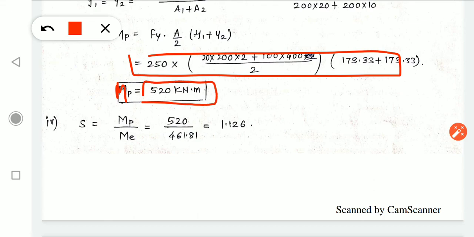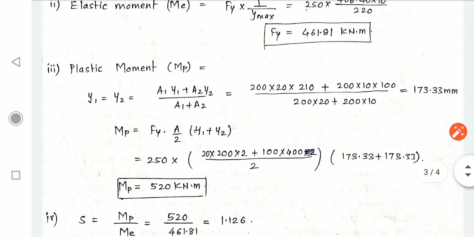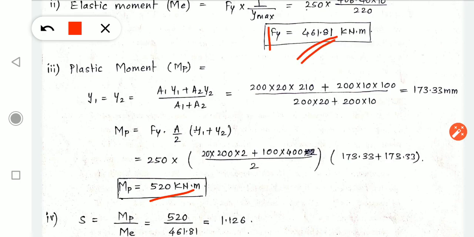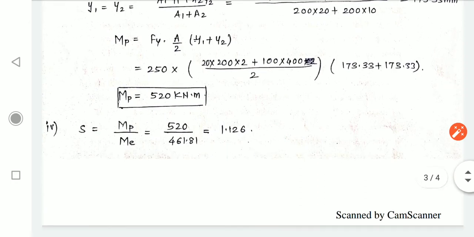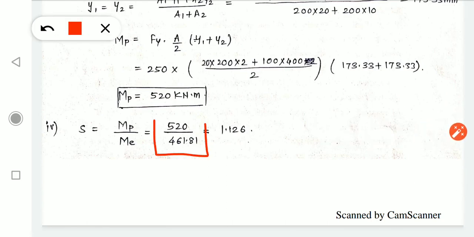MP will be 520 kilonewton meter. And that's why the shape factor is, if you put the value of MP as 520 and ME, which is 460, it is a mistake, ME is 461.81. Put these values into the shape factor formula and you will get the shape factor equals 1.126. Hope you understood all the conceptual part behind this calculation.